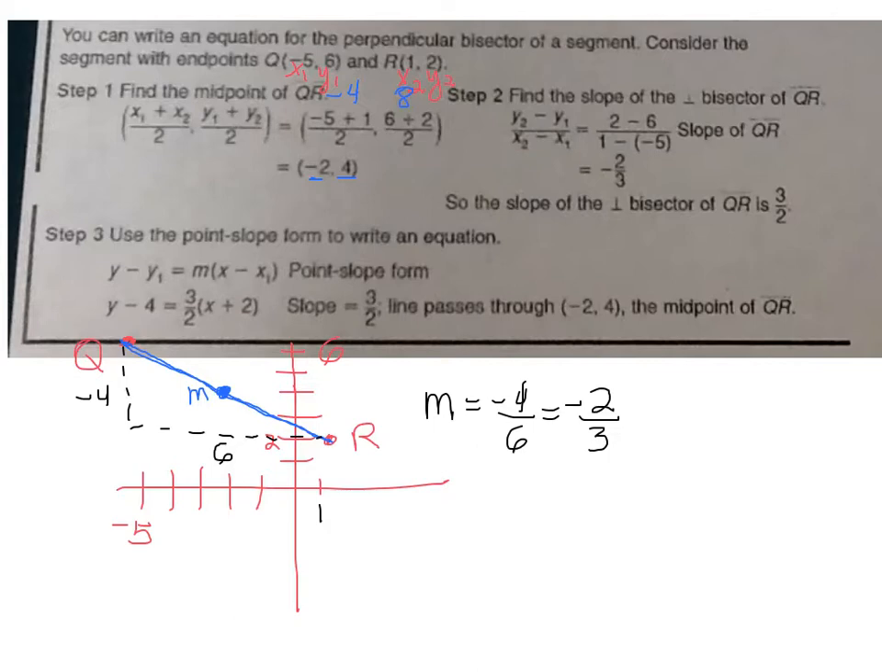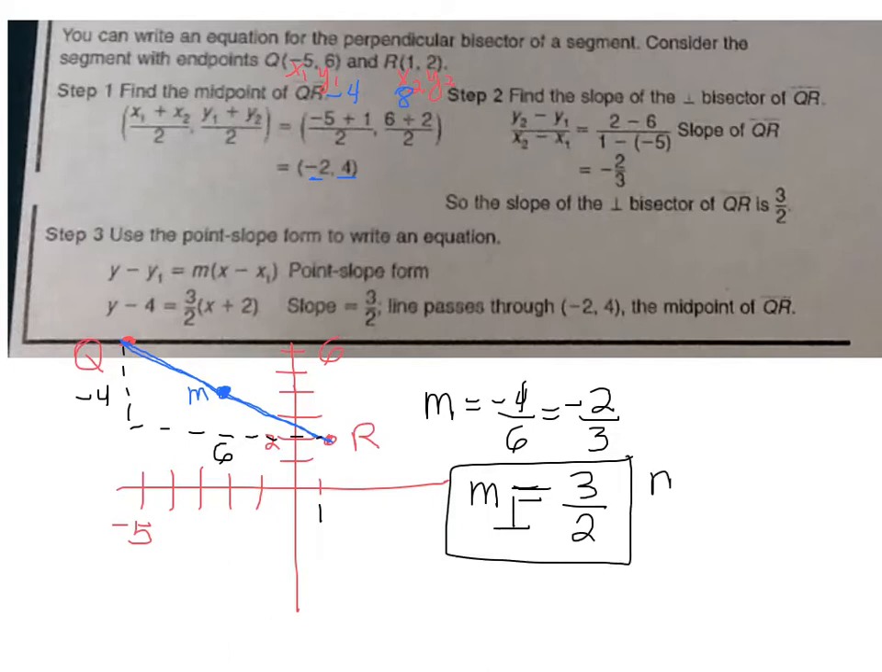Now, since I want a line that is a perpendicular bisector, the slope of the perpendicular bisector would be the negative reciprocal of the -2/3. So what is the negative reciprocal of -2/3? 3/2. So the slope that I need to use is 3/2, and the point, the midpoint, is -2, 4.